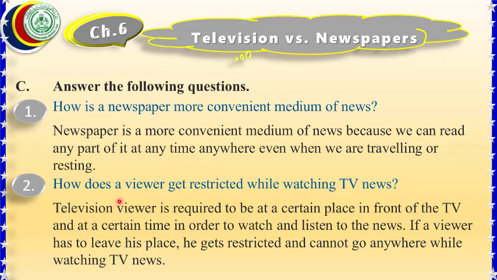Next question is, how does a viewer get restricted while watching TV news? A television viewer is required to be at a certain place in front of the TV and at a certain time in order to watch and listen to the news. If a viewer has to leave his place, he gets restricted and cannot go anywhere while watching TV news. Yes, students, have you got the answer of the question? The viewer gets restricted. He cannot go anywhere if he wants to watch the television.